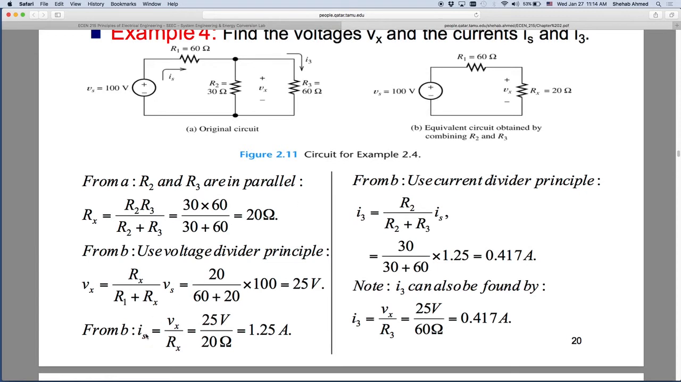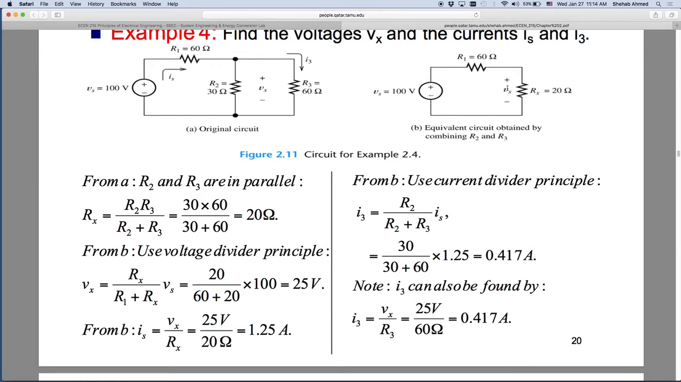To find the source current, you have to take your total voltage, 100 volts, or what they did was they took Vx, the voltage across this equivalent resistance, and divided it by this resistance, and then this is the same series current, right?